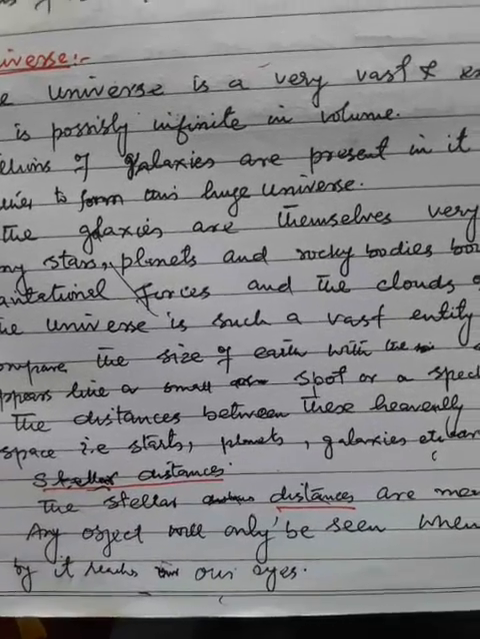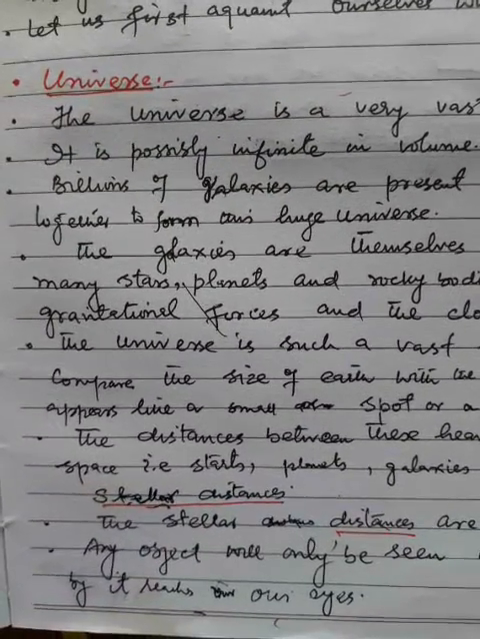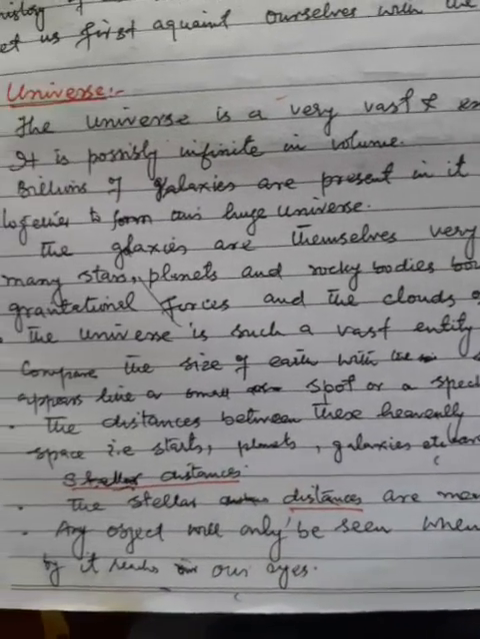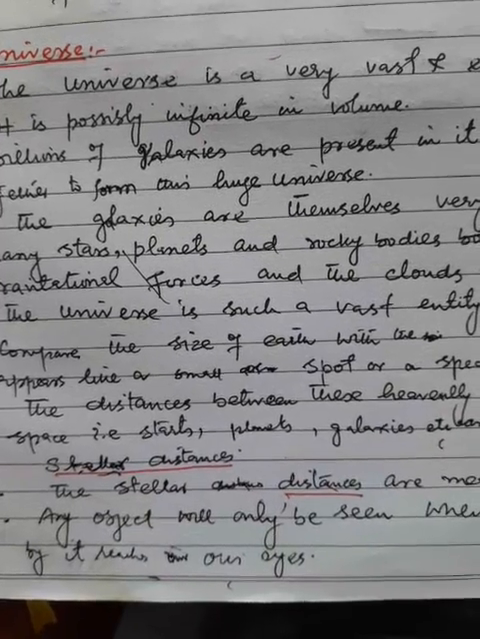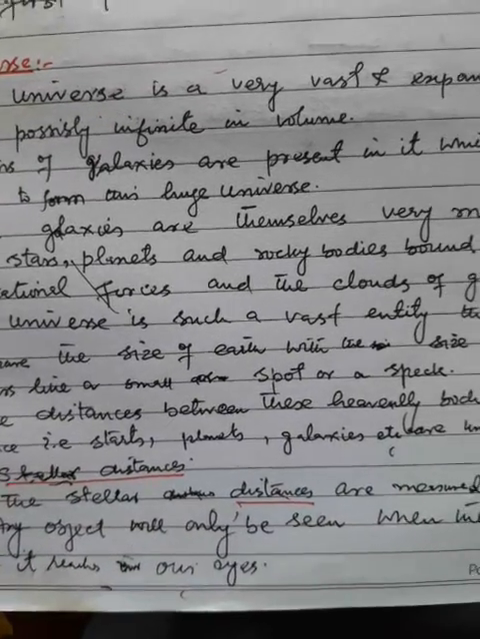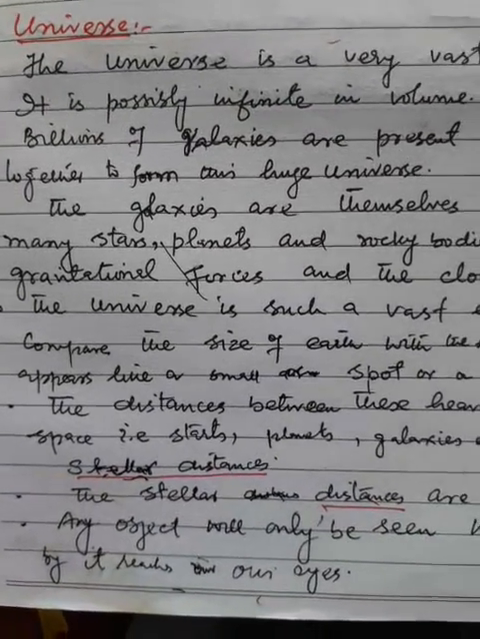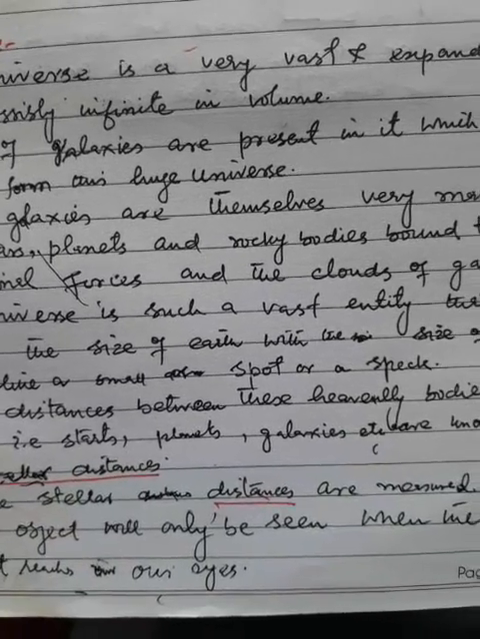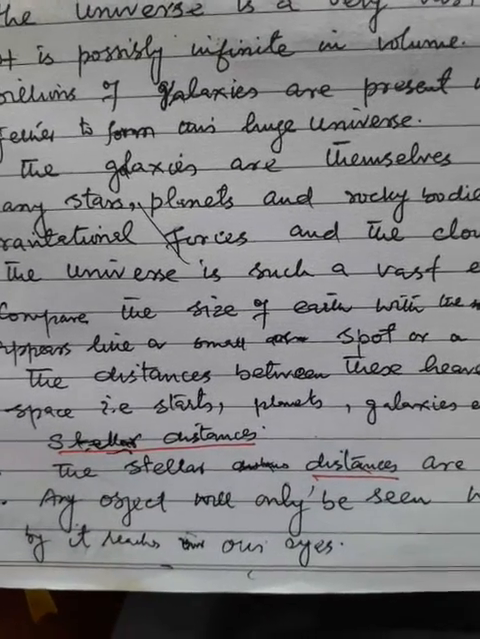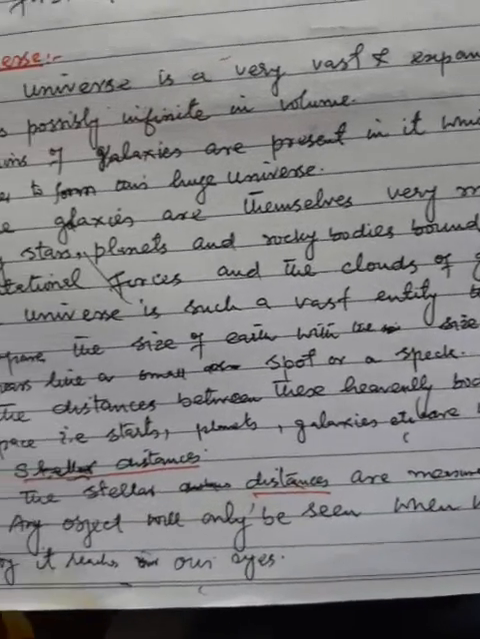The universe is such a vast entity that when we compare the size of earth with the size of the universe, it appears like a small spot or a speck. The distances between these heavenly bodies present in the space, that is, stars, planets, galaxies, etc., are known as stellar distances. The stellar distances are measured in light years.